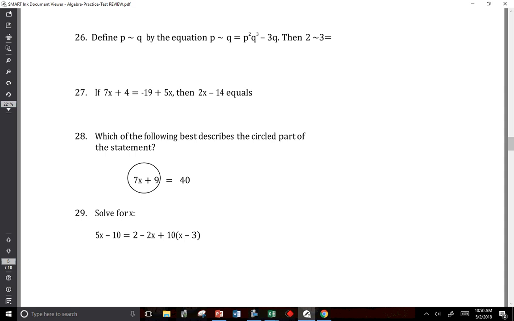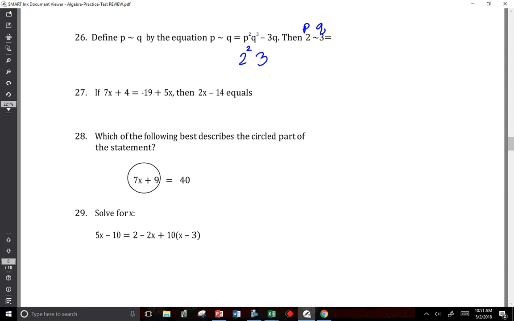Okay, it's telling us to plug in 2 everywhere we see a p, and to plug in 3 everywhere we see a q. So we're going to go 2 squared. It's just being defined as that function. So it could be a heart, it can be any symbol it wants to be. So 2 squared times 3 cubed minus 3 times 3.